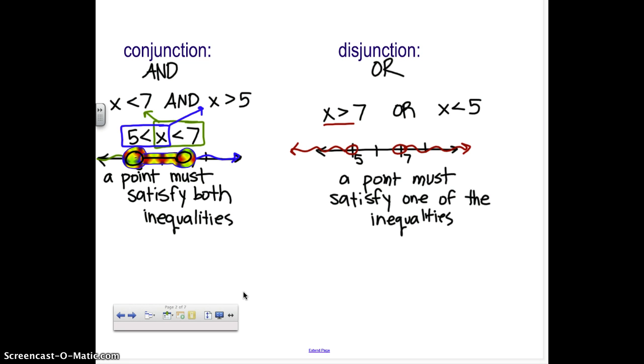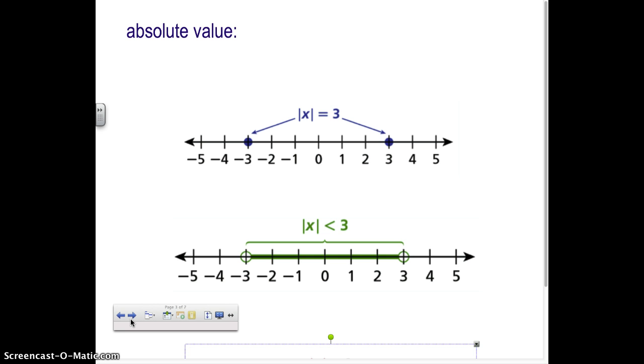Okay? So we got that word and, where we kind of make that inequality sandwich, and we have the word or, where we're disjoined. We're not together at all. They are separate. Two separate inequalities that have no overlap, nothing exciting happening. Okay? We need these for when we do absolute value. Here's why. Okay? Absolute value, we all know, is the distance from 0.